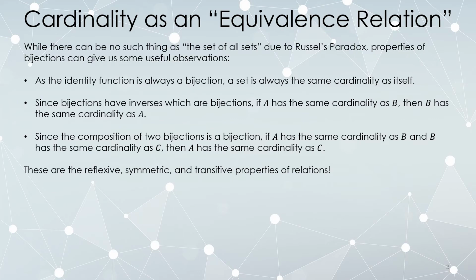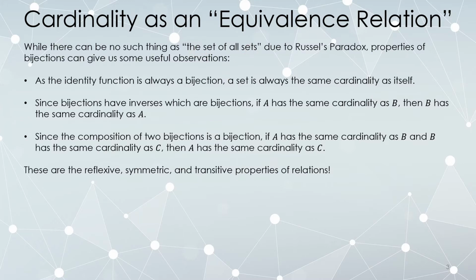So we have reflexive, symmetric, and transitive properties of relations here. Every set has the same cardinality as itself. If A has the same cardinality as B, then B has the same cardinality as A. If A is the same as B and B is the same as C, then A is the same as C. But I'm not really going to call this a relation between sets, because I don't want to somehow talk about the set of all sets.